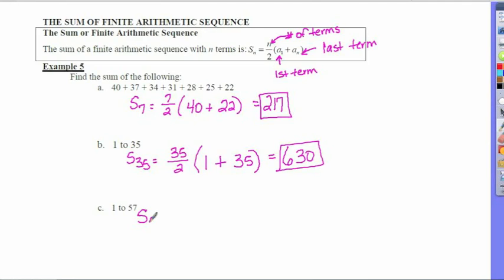So let's do S of 57. The sum of 57 equals 57 divided by 2 times 1 plus 57. 57 plus 1 times 57 divided by 2 is 1653.